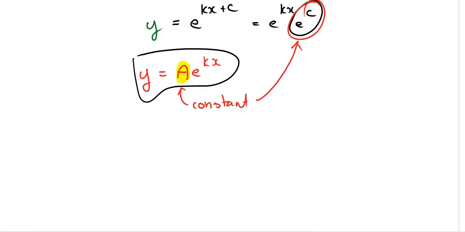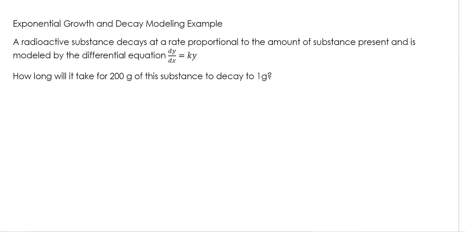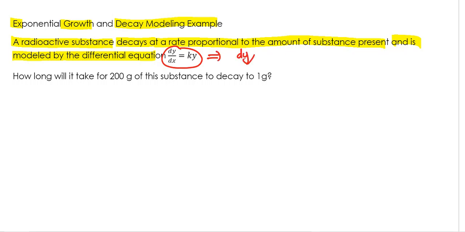Okay, let's move on to the final problem in this lesson video here. I have this exponential growth and decay modeling example. So in this problem, I have a radioactive substance, and it decays at a rate proportional to the amount of substance present, and is modeled by the differential equation dy over dx equals ky. And I do apologize, there is a mistake in this equation right here. Can you please change this to dy over dt equals ky?